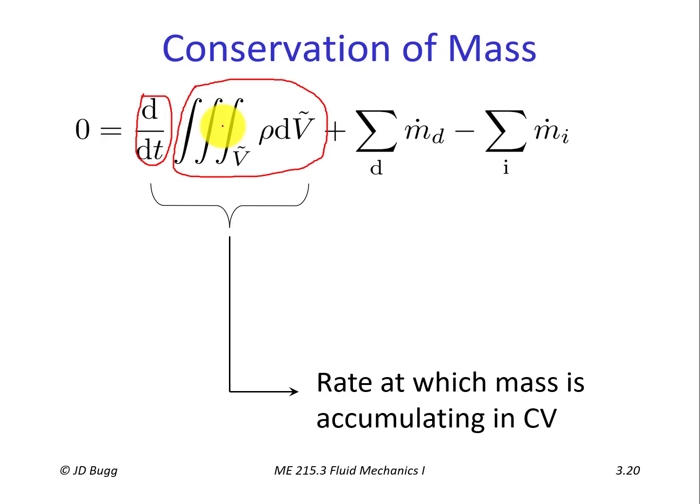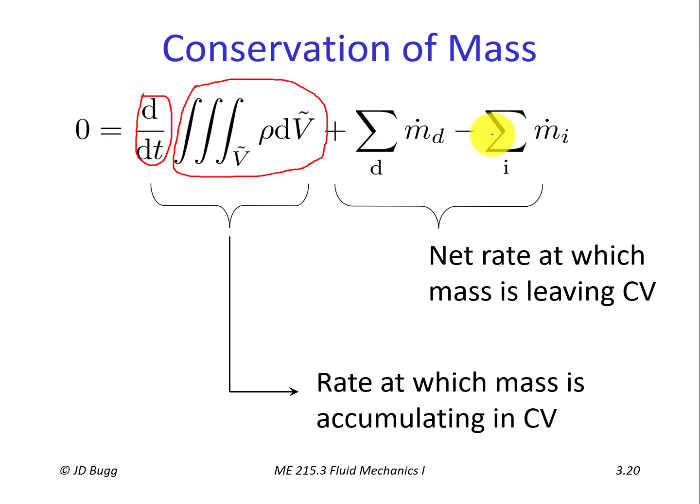If that's a positive number, it means that mass is accumulating or getting bigger, maybe a tank filling up or something like that. Whereas if that works out to a negative number, it means the mass is reducing in the control volume with time, so a draining tank or something like that, perhaps. So that's what that first term is, the rate at which mass is accumulating in the control volume. Now, if we look at these other two terms collectively, we have mass flow rate at discharges as positive and mass flow rate at inlets as negative. Those two taken together are the net rate at which mass is leaving the control volume.